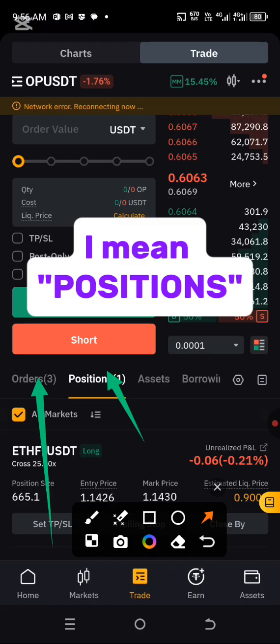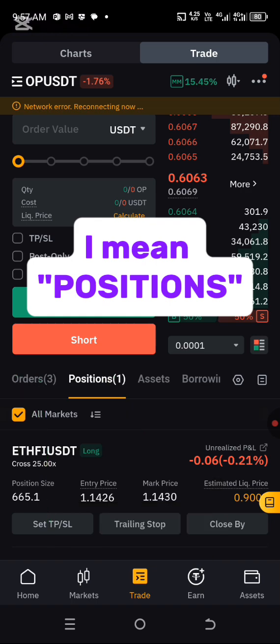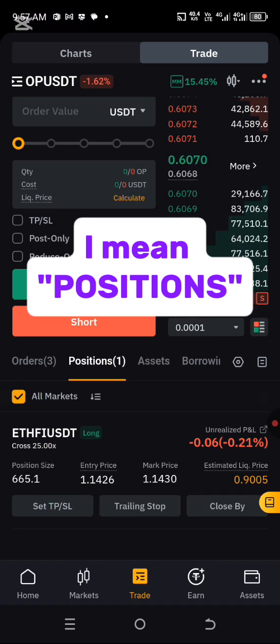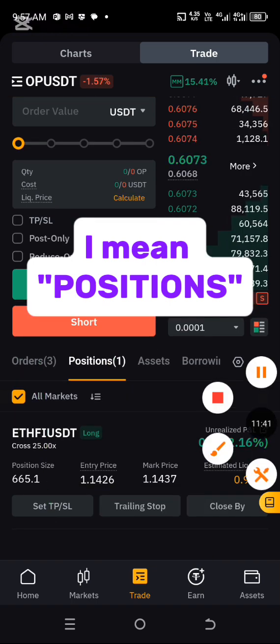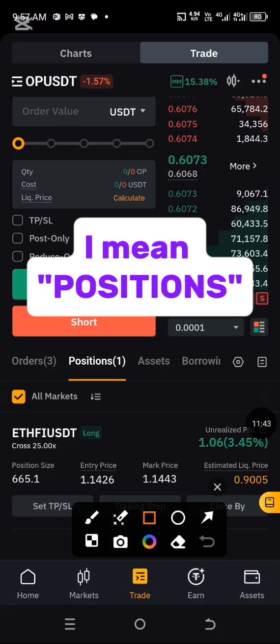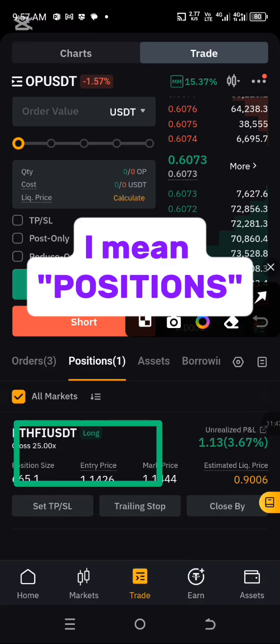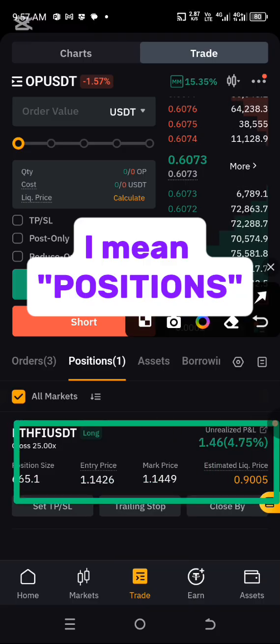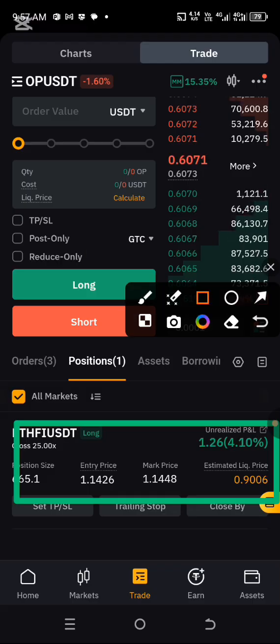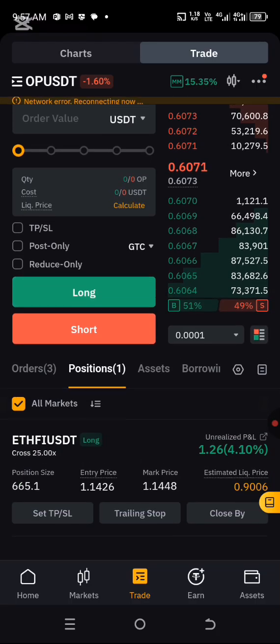As you can see, I have three orders here, but there is one option. Because there is one option, that is why you are seeing this particular trade here. You understand?